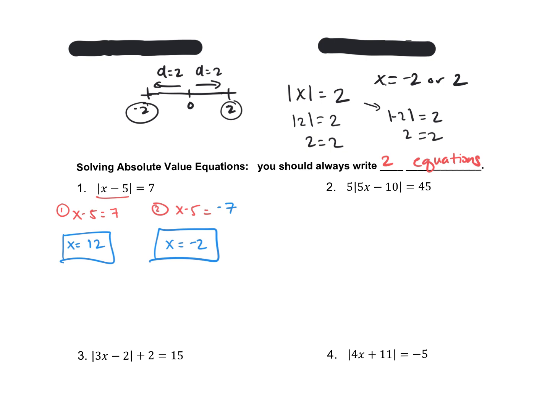So let's start with number 2. Now, number 2 is not like the other one. This 5 is in our way. So we have to isolate it, which you learned last year in Algebra 2. You have to isolate it, so you're going to make the absolute value by itself.